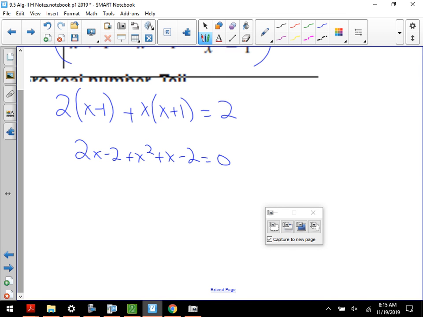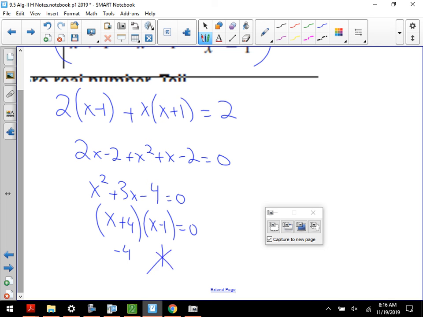I just brought the 2 over because I knew I had said equals 0 eventually anyway. So you have x squared plus 3x minus 4. What times what is negative 4? You have to together get positive 3. And it gives you zeros at negative 4 and 1. Can't have it at 1, so. I think we can graph it.